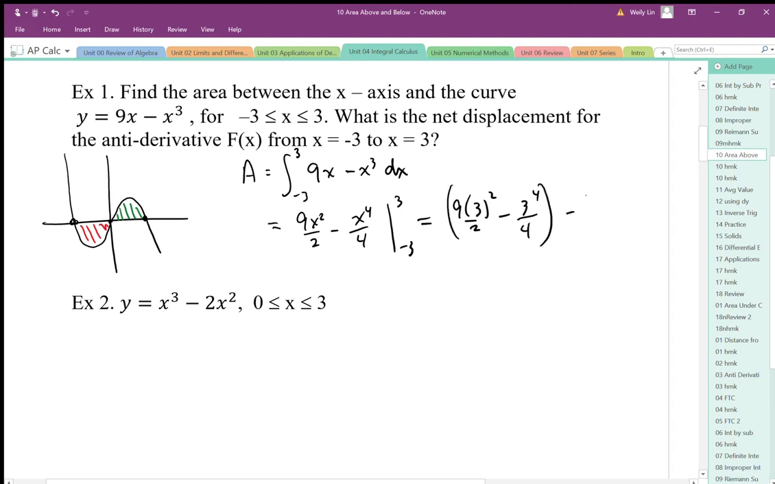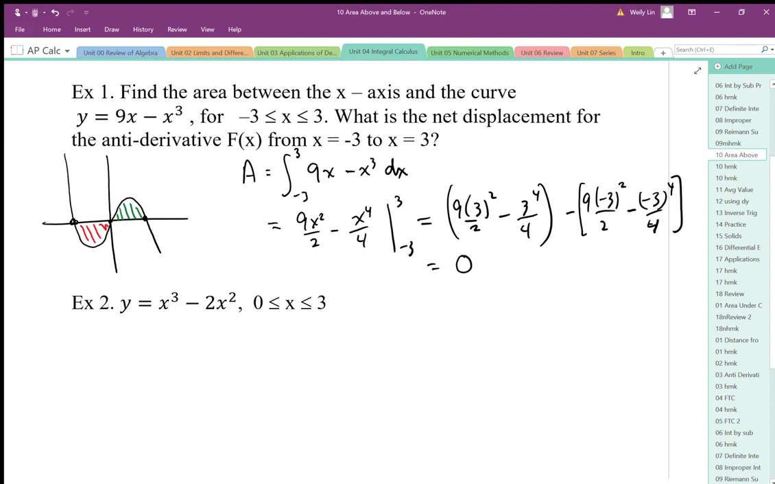minus 9 times -3 squared over 2. Well, those are going to cancel out. And then minus -3 to the power 4 over 4. Again, those will cancel out. That's going to be equivalent to that. They will cancel each other out. And so we end up with a net displacement of 0. So that is the net displacement, or the area when we calculate the area above and the area below.